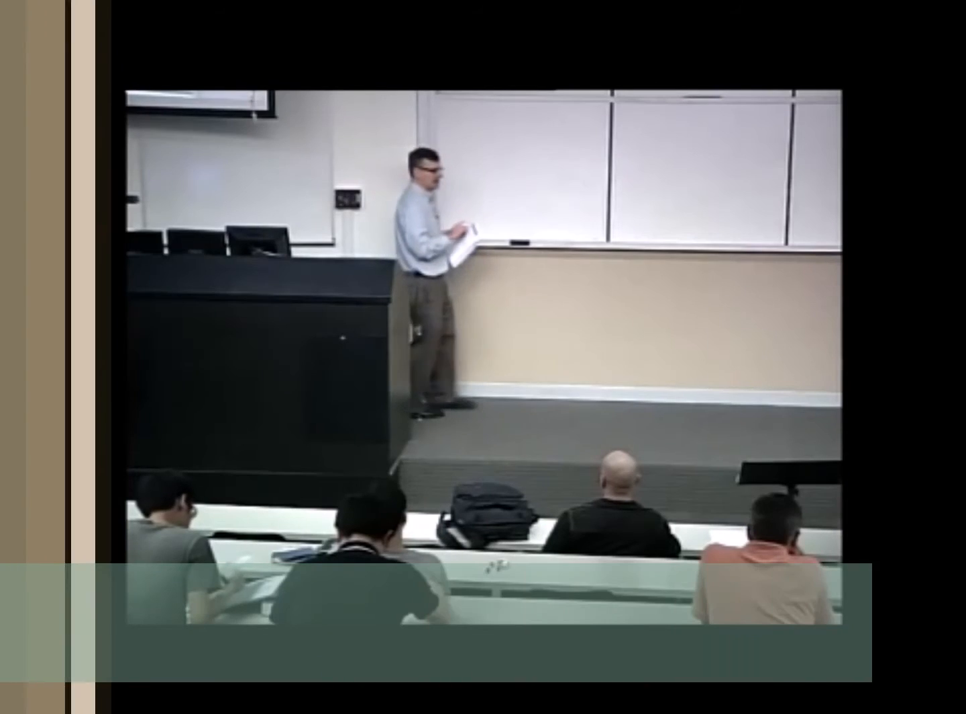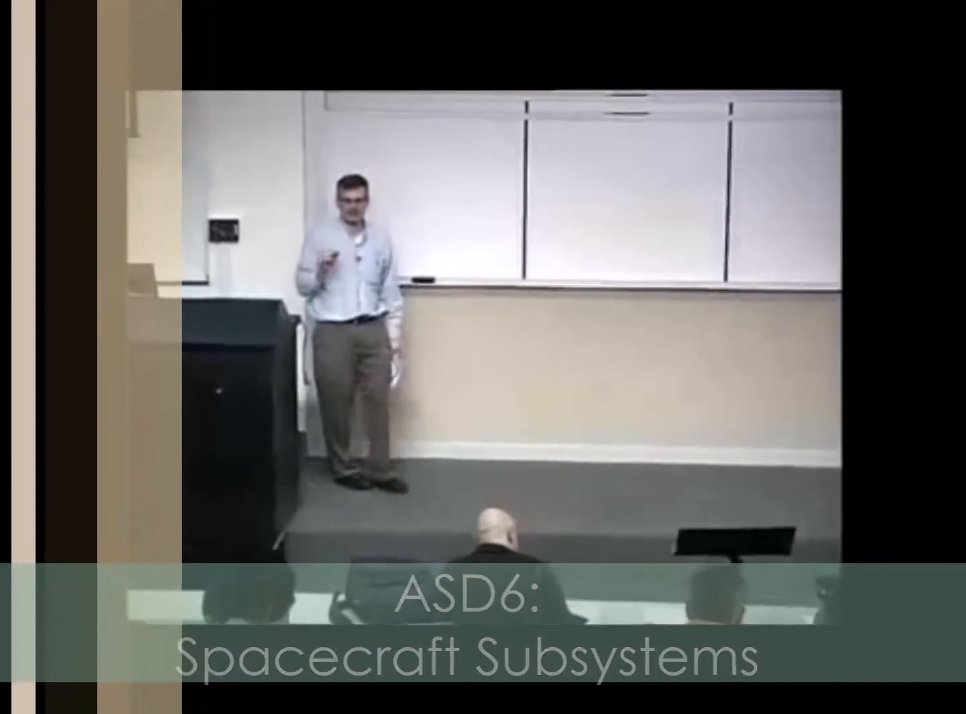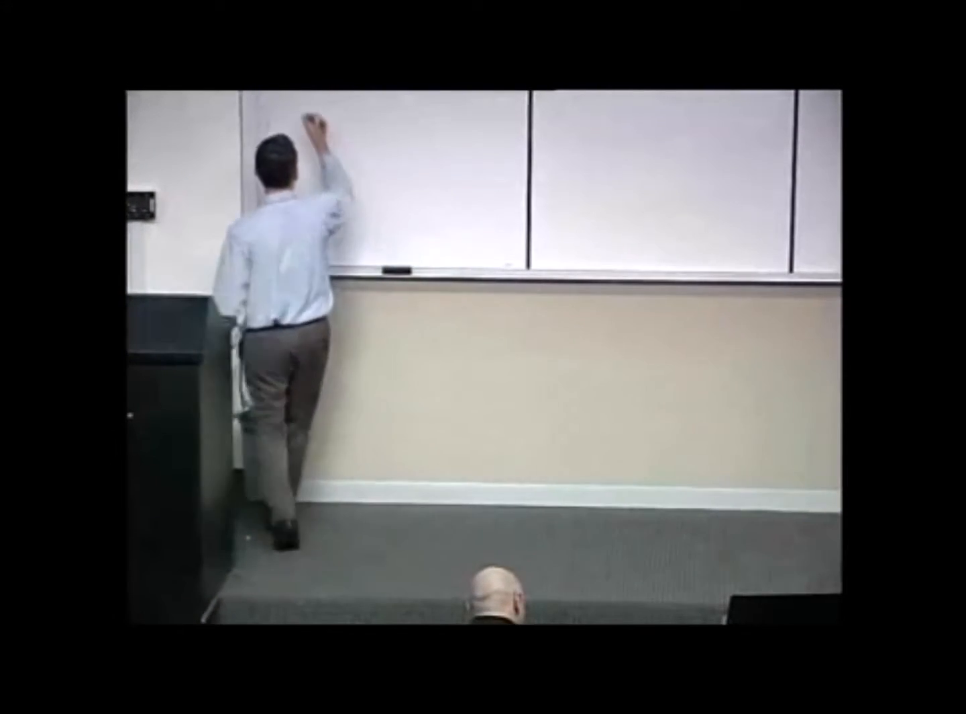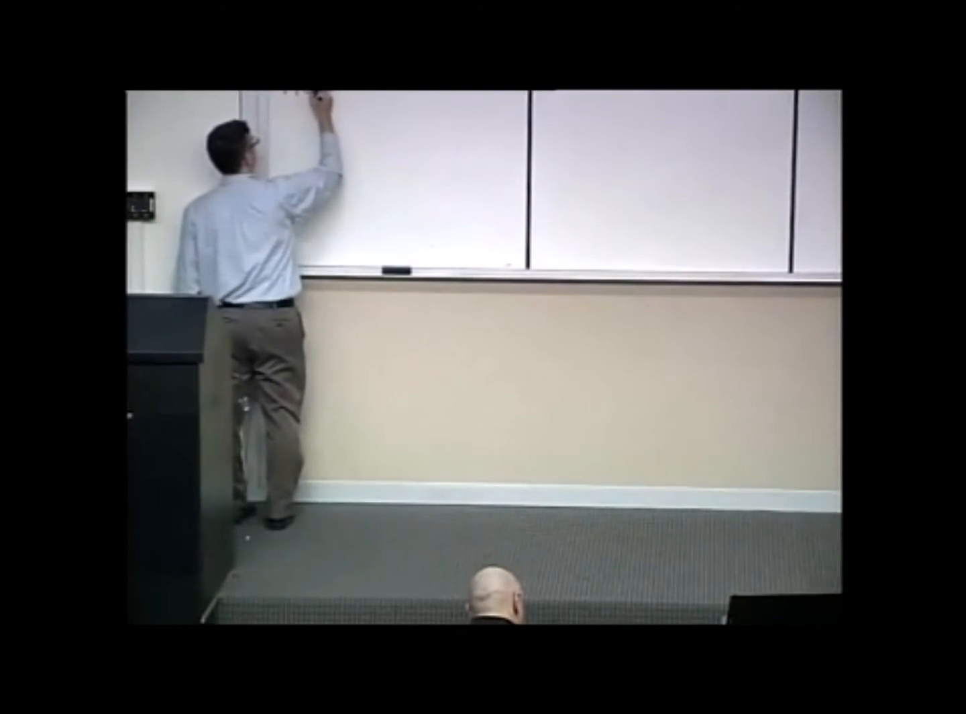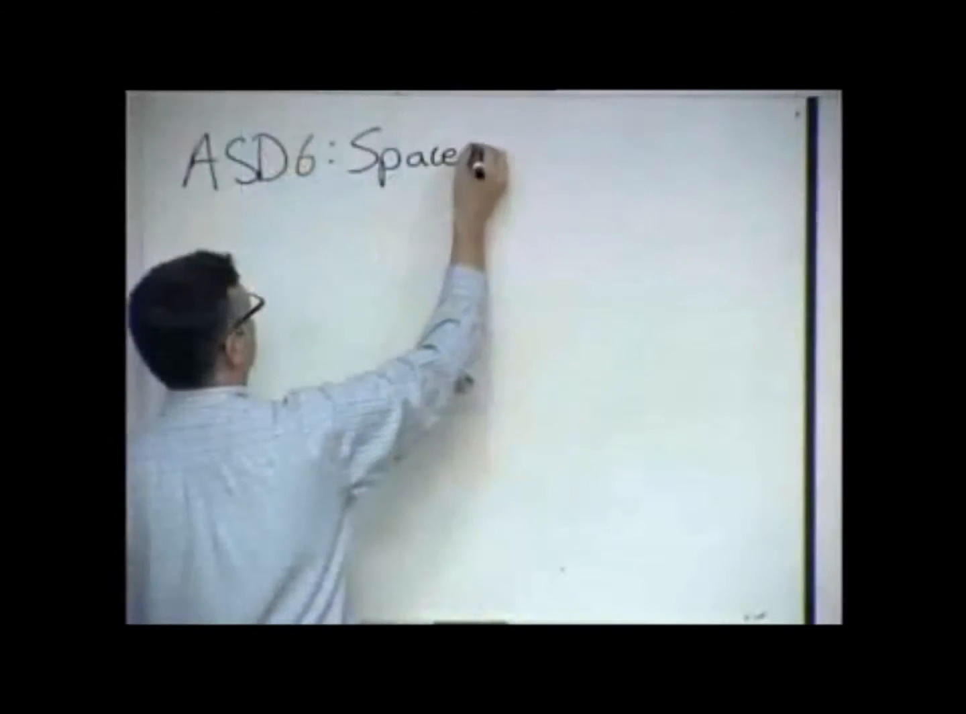Our last unit in astrodynamics is a brief survey of a lot of the different spacecraft subsystems. So we'll call this Astrodynamics Number 6, Spacecraft Subsystems.